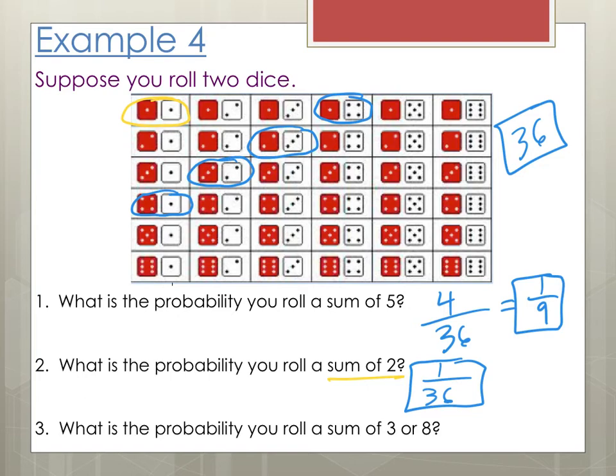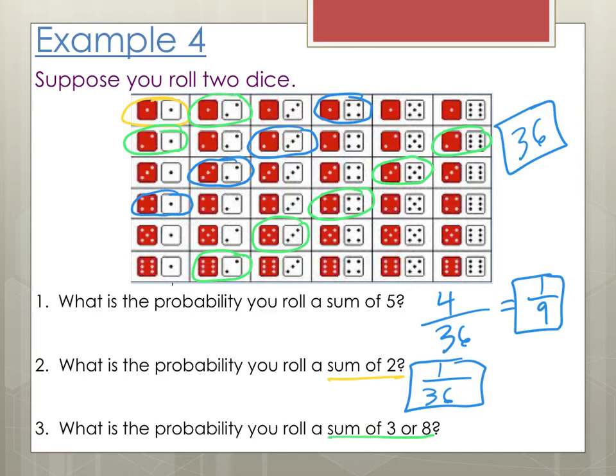And then the last one says, what's the probability that it's a sum of 3 or 8? Well, let's circle all the sum of 3 in green here. You can get a 1, 2 or a 2, 1. And then also a sum of 8. Well, I can get 2 plus 6, 3 plus 5, 4 plus 4 is 8. And notice it's all the diagonals here. It's kind of nice having the sample space in front of us. But a sum of 3 is 2 of them, and a sum of 8 looks like there's 5 choices.